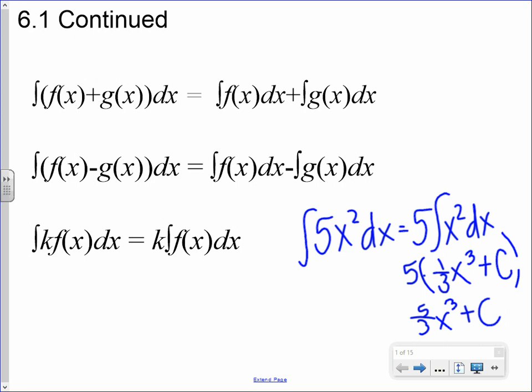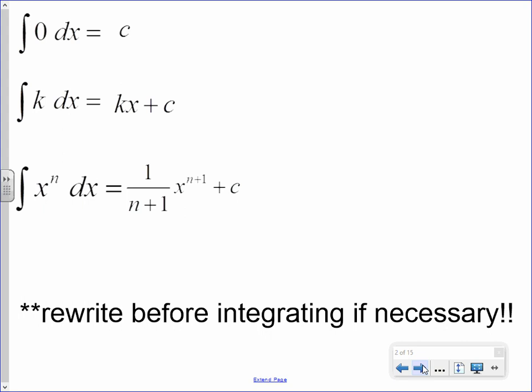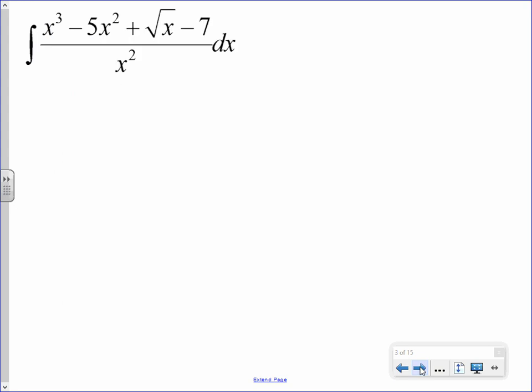Okay. So don't write these down. We talked about these on Friday. The antiderivative of 0 is just a constant. The antiderivative of k would be kx plus c. And then the power rule, we increase the exponent by 1 and then multiply by its reciprocal plus c. Okay? As we talked about in our problem of the day, please do not forget to rewrite these before actually taking the antiderivative. So I'm going to give you a beefed up example. Go ahead and write this one down, please.